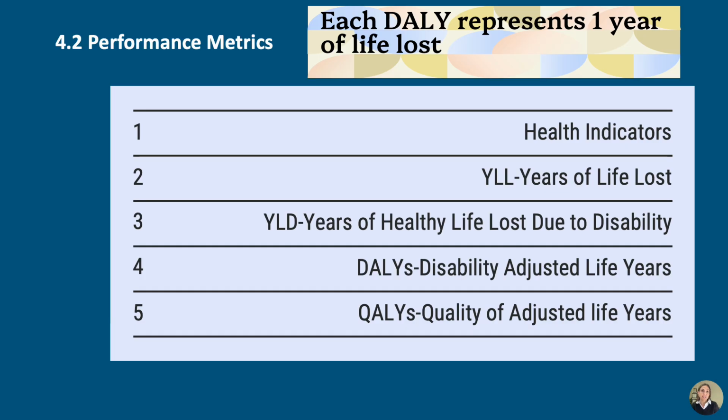And when we talk about disability adjusted life years, this would be the sum of both the years of life lost and the years of life lost due to a disability. We look at the sum of this attributable to a disease. And then each DALY, that's that disability adjusted life year, each of those represents 1 year of life lost.